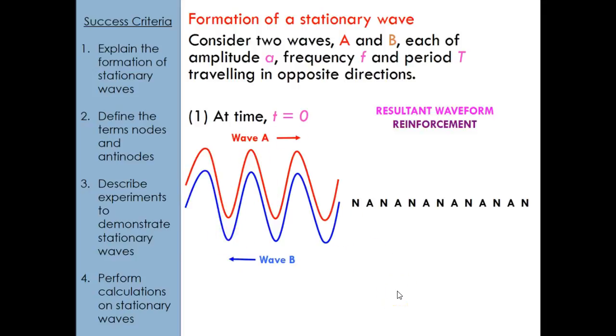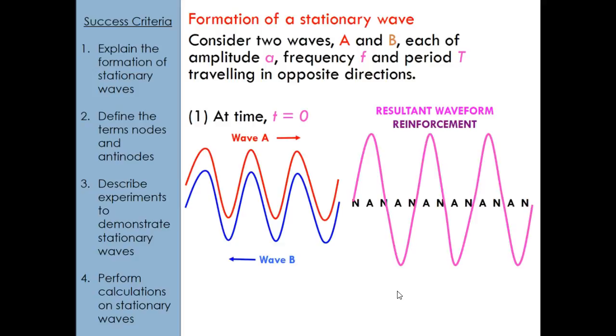If I then put together the resultant of that, I find that I get reinforcement because I've got peaks at the same time and troughs at the same time. I end up with a wave that has much higher peaks, much lower troughs, but has the same frequency and the same time period, but approximately twice the amplitude. Okay, so that's at time 0. Let's just roll on a little bit.